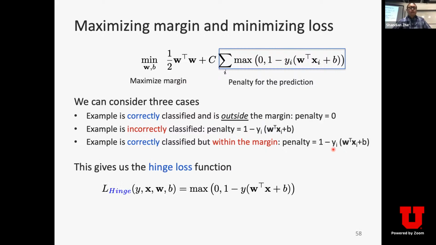So this gives us the so-called hinge loss function, right? The hinge loss is defined as this max between 0 and 1 minus the function margin. And the property of hinge loss is that only when your classifier correctly predicts this example, and also this example is outside the margin, you don't have any penalty. If you incorrectly predict the example, you get some penalty. If you correctly predict the example, but the example is too close to the margin, you still suffer some penalty. That's the property of the hinge loss.